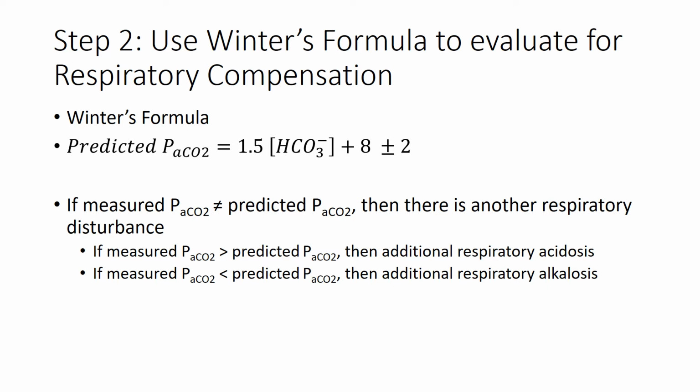If the measured PaCO2 does not equal the predicted PaCO2, then there's another respiratory disturbance present. And we can easily figure out if there's an additional respiratory acidosis or alkalosis by comparing the two. If the measured PaCO2 is greater than the predicted one, then there's an additional respiratory acidosis. That's because if the measured value is higher, we're retaining CO2. And when we're retaining CO2, that's a respiratory acidosis. Conversely, if the measured PaCO2 is less than the predicted one, then there's an additional respiratory alkalosis. That's because we're blowing off CO2, hence alkalosis.